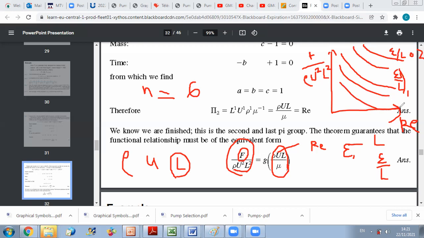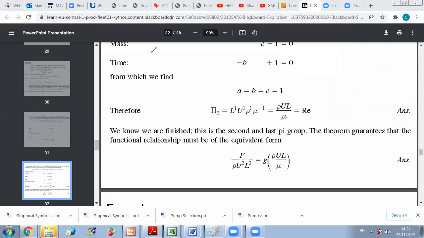So this is how you can, from this analysis, determine how you will conduct your experiments and what will be the shape of your charts. Any question on this?